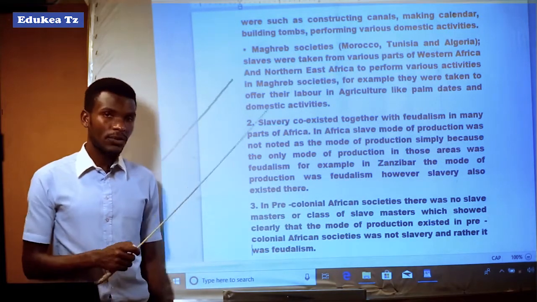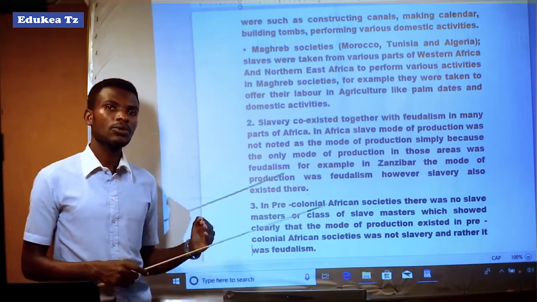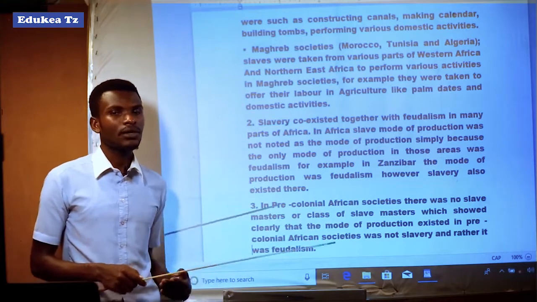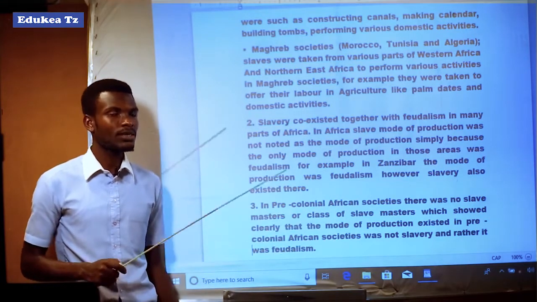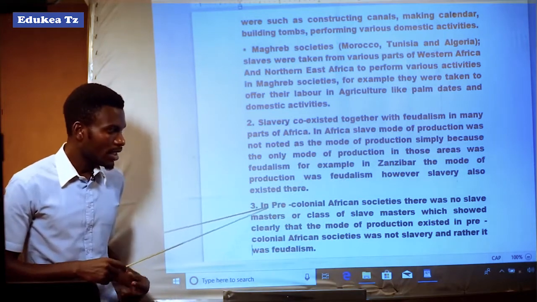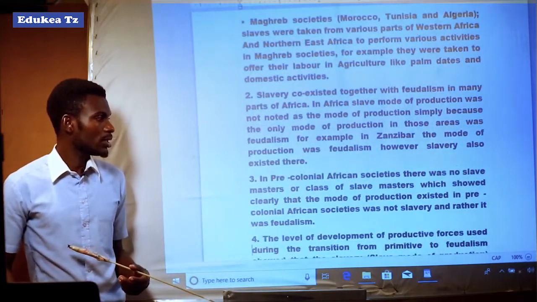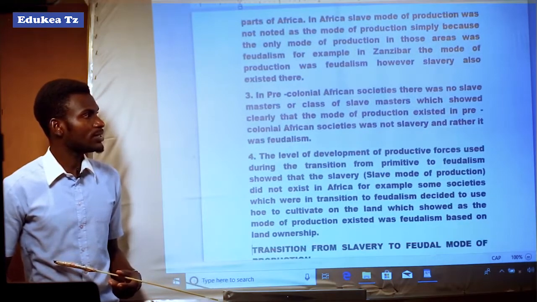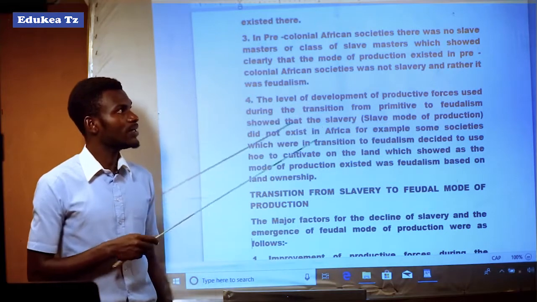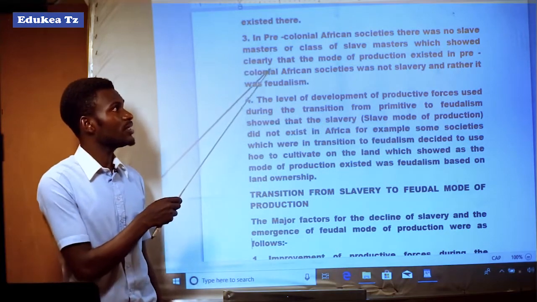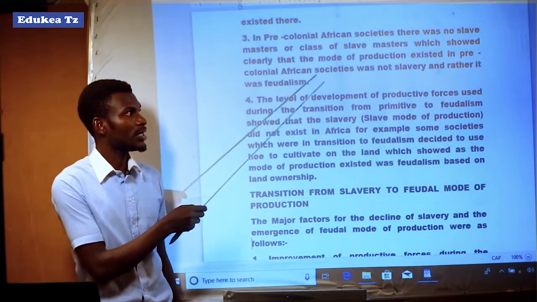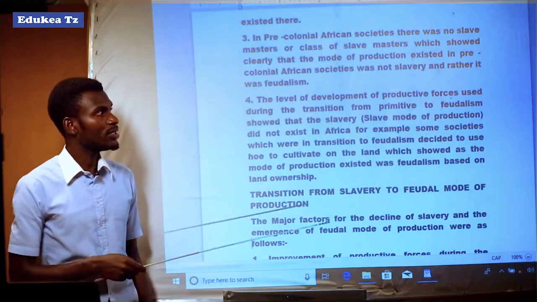And the mode of production that existed in Zanzibar was feudalism. So it was difficult to conclude that slavery was the mode of production in Zanzibar while there was another feudal mode of production. And the third reason was that in pre-colonial African societies there were no slave masters or class of slave masters, which showed clearly that the mode of production that existed in pre-colonial African societies was not slavery and rather it was feudalism.